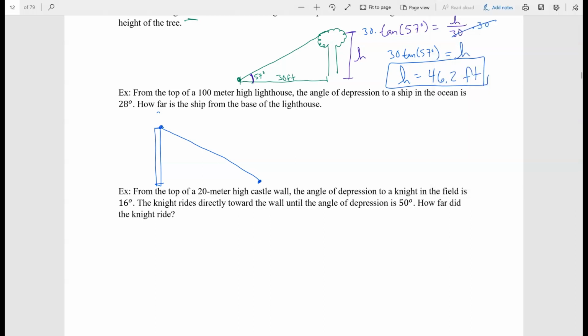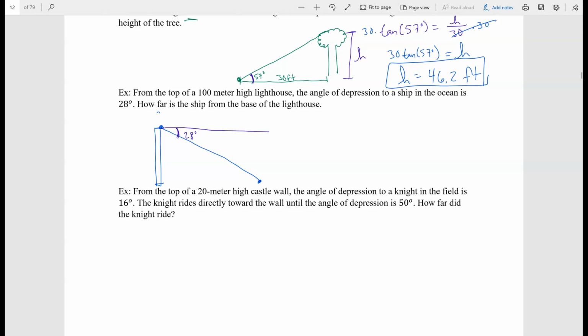So what I like to do is draw a horizontal line whenever we're talking about depression. And now what we're going to do is take the angle of depression, which in this case is going to be this guy. This guy is the angle of depression, not the other one. Remember, that's always a tricky one. So this is going to be 28 degrees.